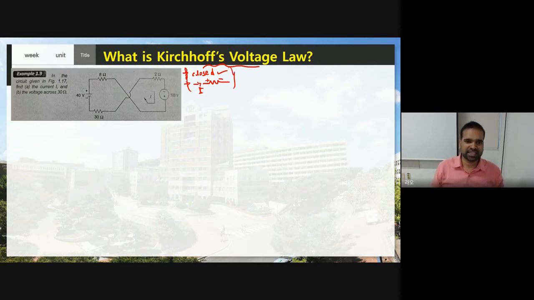Now in this session, I am going to explain another problem, how to find an unknown parameter using KVL. In this circuit, we need to find the current I, and the next one, the voltage drop across the 30 ohm resistor. Why am I explaining this problem? A few circuits seem very easy to understand, but a few are difficult to understand. So we need to try to redraw that circuit to make it clear to you.